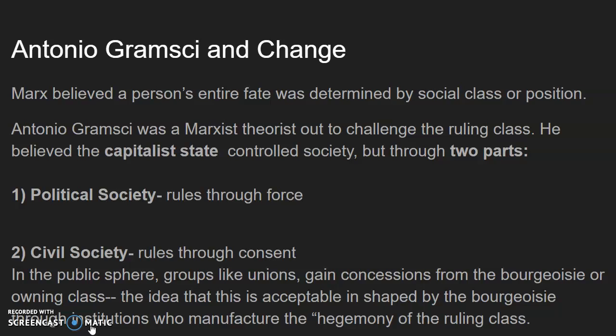And this is where we come into play, because civil society rules through consent. In the public sphere, groups like unions gain concessions from the bourgeoisie and sort of think that they've won something. And we accept the ideas shaped by the owning class through institutions that manufacture the hegemony, the word is hegemony, of the ruling class.